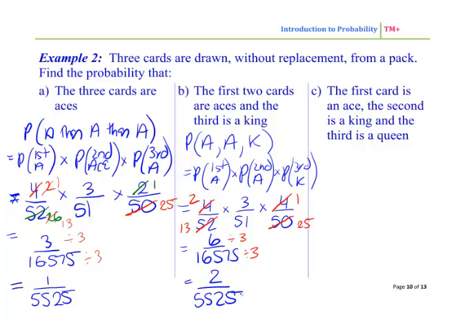Okay, remember you can do this on your calculator. 4 fraction button 52 times 3 fraction button 51 times 4 fraction button 50. Use your calculator to help you. Don't freak because of the fractions.